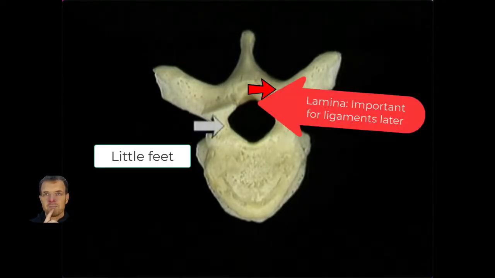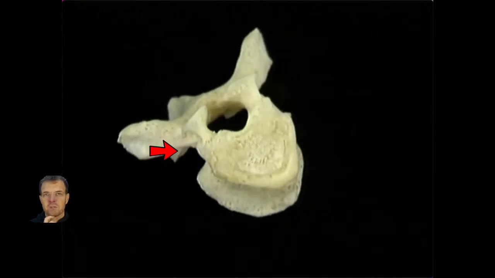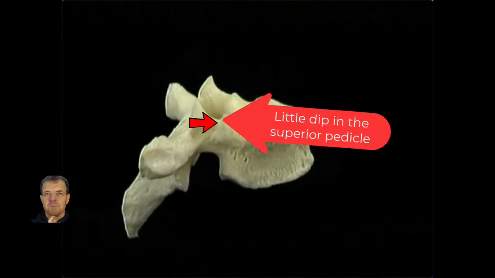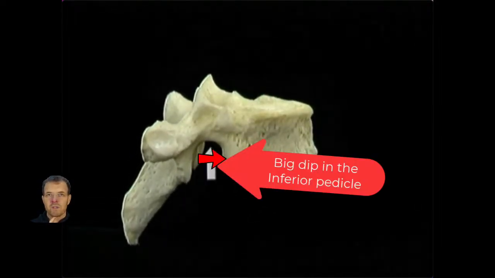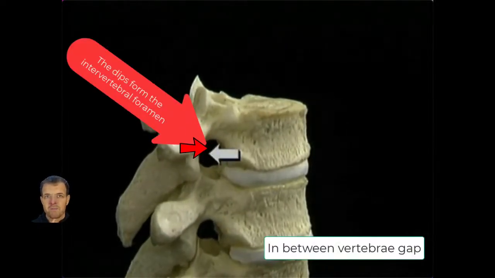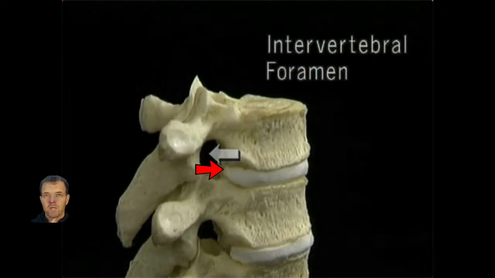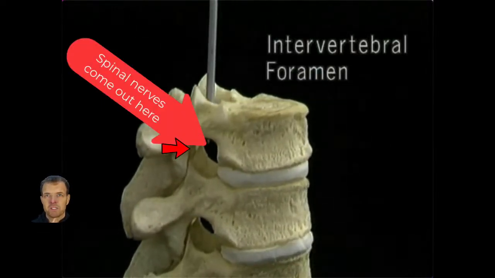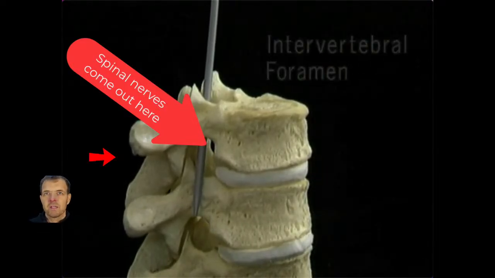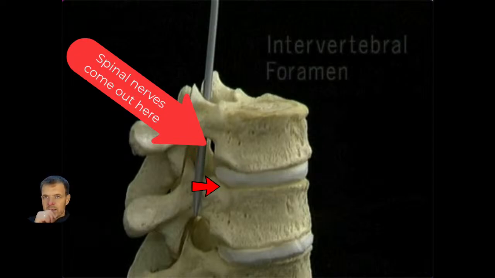Yep, so this is the lamina. These are your little feet, pedicles. That's a little dip to allow the nerve root to come through, and then there's a big dip on the inferior pedicle. There you go, so you can see the nerves will come through here. So it's your intervertebral foramen, just there. I'm just going to pause that there. Can you see that bit there? There's a little dent there and a little dent there. So that is where your rib will attach.